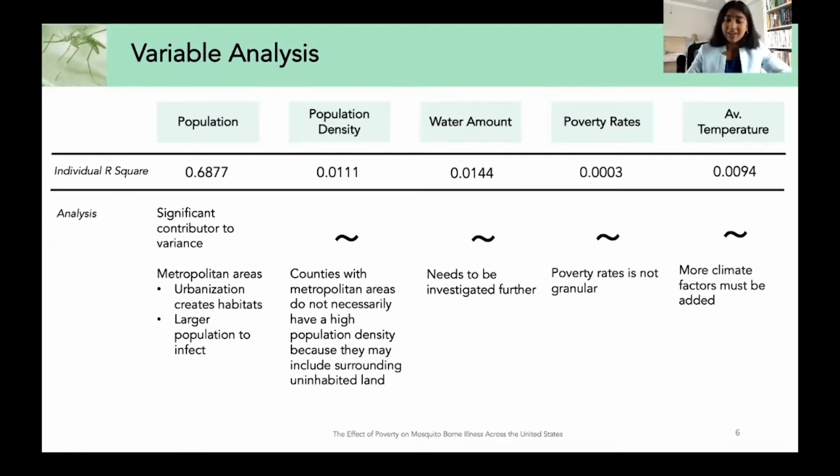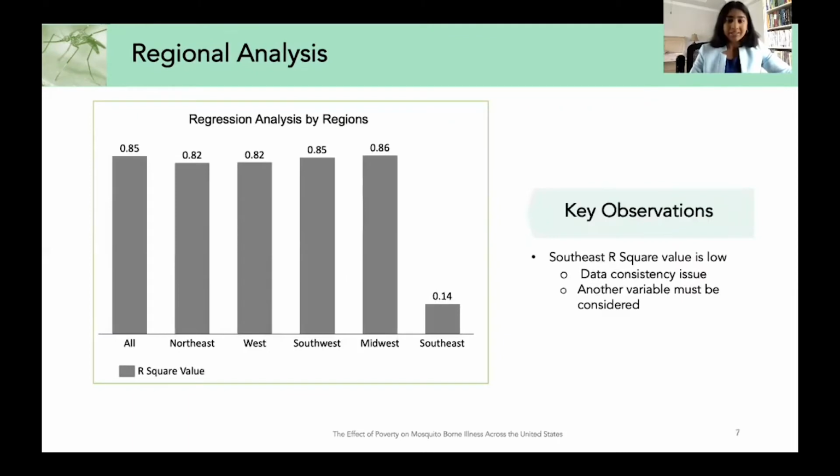It was found that poverty rates do not necessarily impact the total number of mosquito-borne disease cases, which may be for a number of reasons, including the fact that poverty at a county level aggregation is not specific enough. It also may be because many of the poorest counties are rural, and they are not at risk of mosquito-borne diseases. On a regional analysis, it was found that the Southeast may suffer from a severe lack of data because the R-squared value was so low. There might also be another variable that must be considered for this region especially.